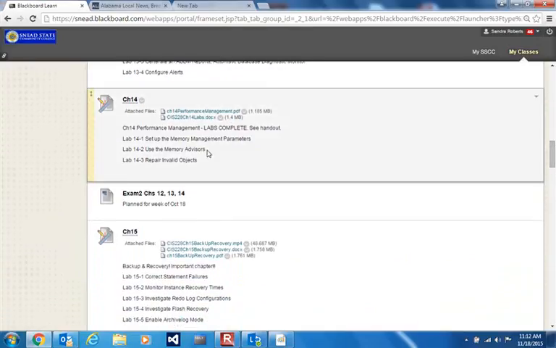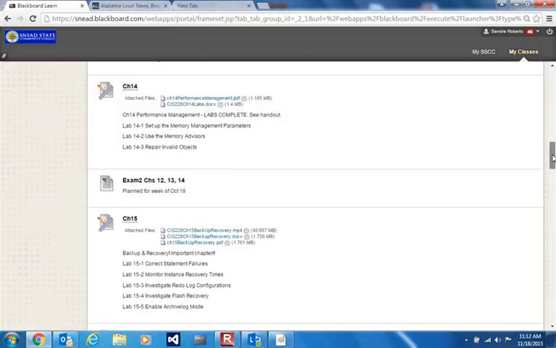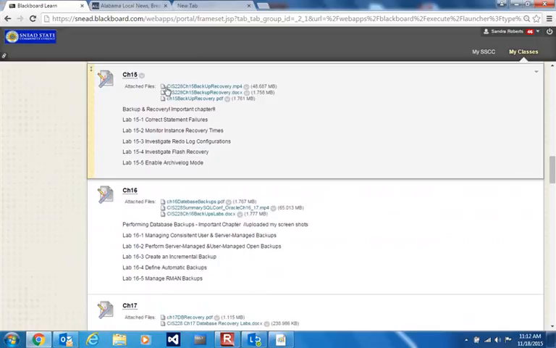Chapter 14, performance, looking at memory, the memory advisors, repairing invalid objects, and I've got 4 in mine. I've got 4 invalid objects, and when we went through that chapter, I tried to fix them and I could not. It still shows up at those 4. Chapter 15, backup and recovery, and by far I think most DBAs would consider this as one of the most important things to understand. And we see how Oracle does the backup and recovery, to monitor it, to use the logs, use flash recovery.